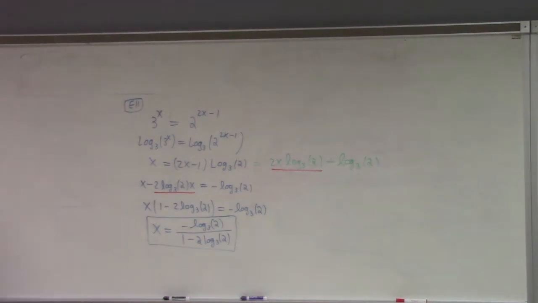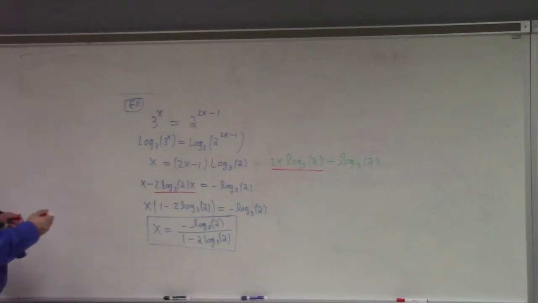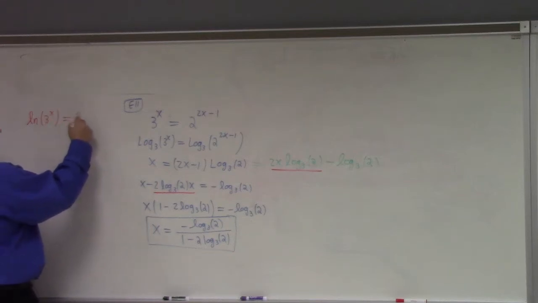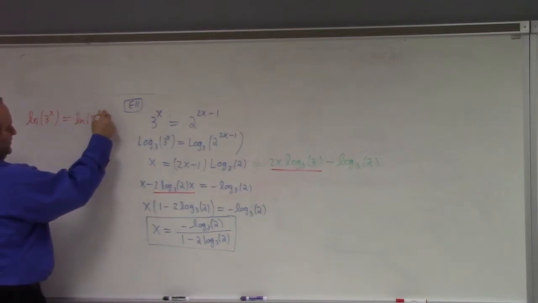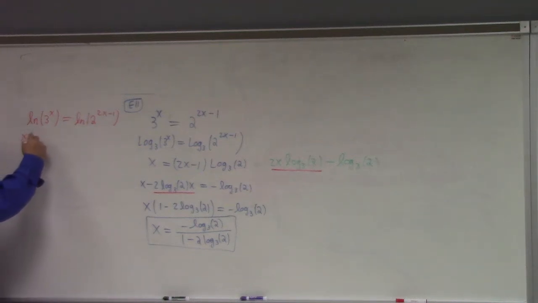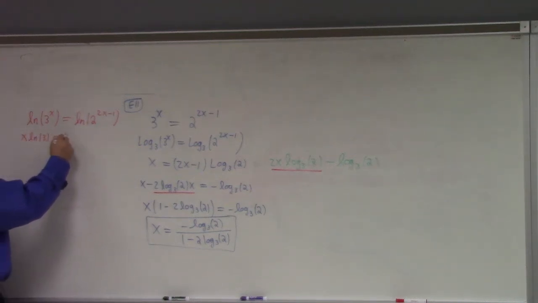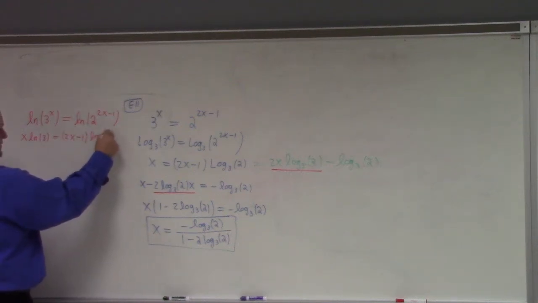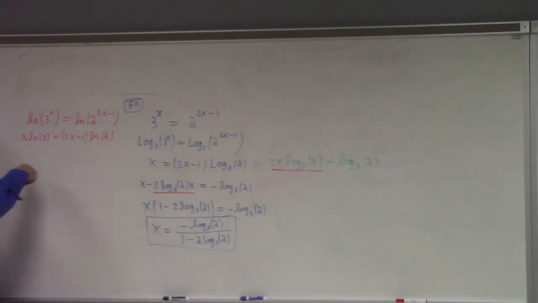Okay. So like this problem, if instead of thinking, oh, I should do log base 3, I'd done natural log, what would have happened is I would have had natural log of 3 to the x equals natural log of 2 to the 2x minus 1. How would that have gone? Well, x log 3 equal to 2x minus 1 log 2. And then I would have brought all the x's to one side, yeah?